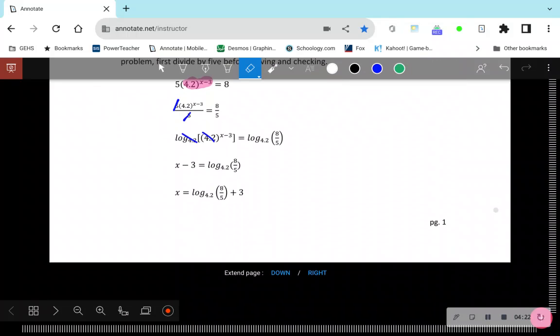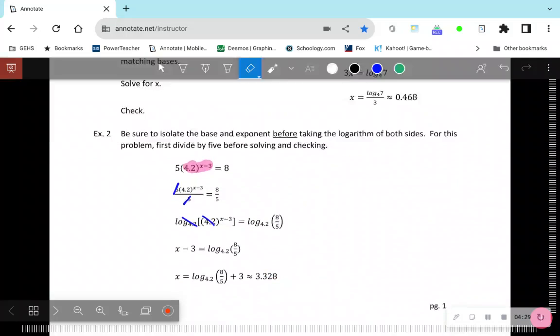There's also the step of typing it into your calculator and getting the decimal estimate. Once you have that answer, you're going to store that as a value of x. And on this problem, then you would type 5 times 4.2 to the x minus 3 power and see if it really does give 8. And this one is a legitimate answer. So once you've checked it, you know you've got the right answer in this problem. Okay, we'll pick up in the next video on page 2.